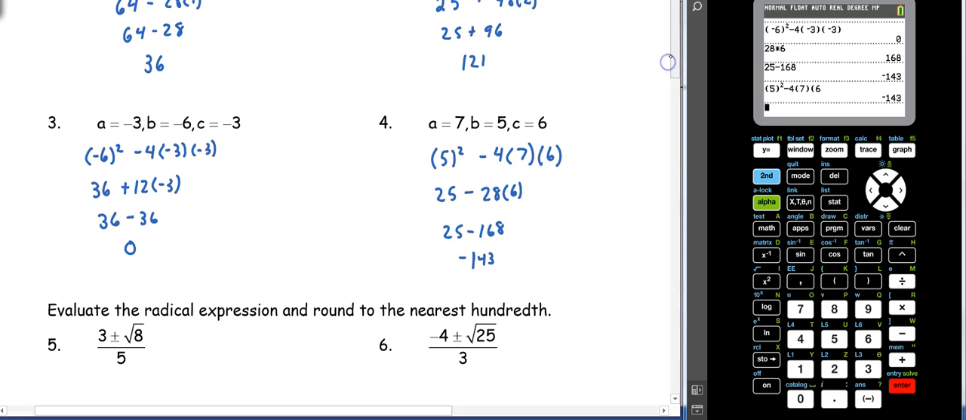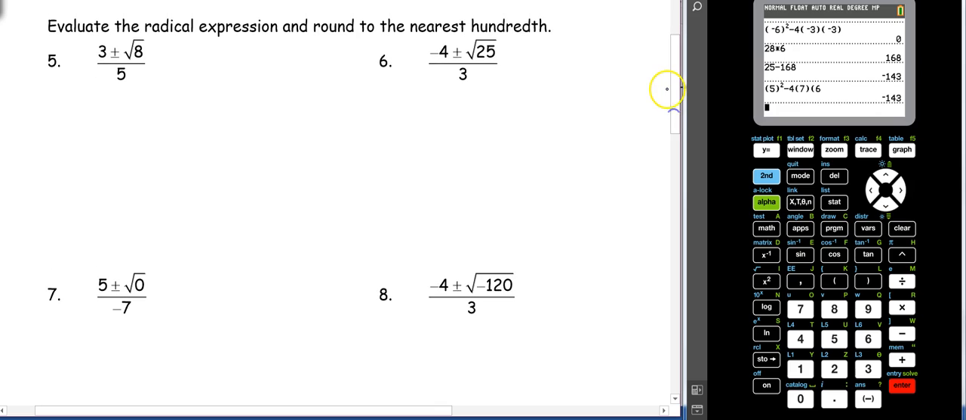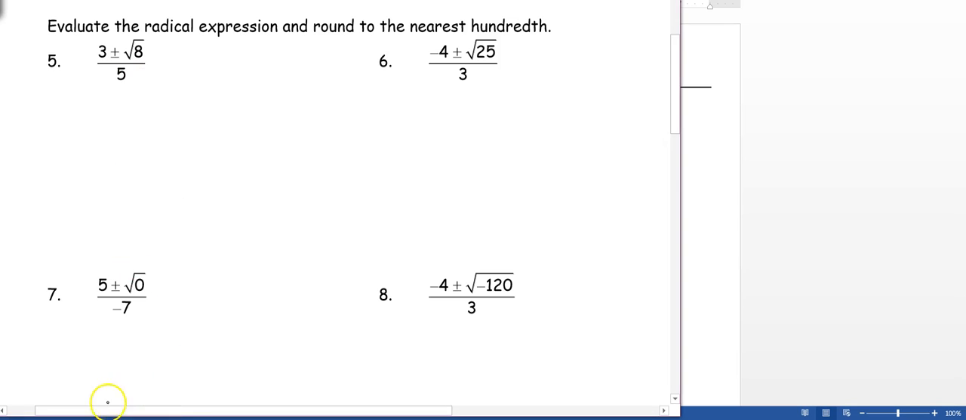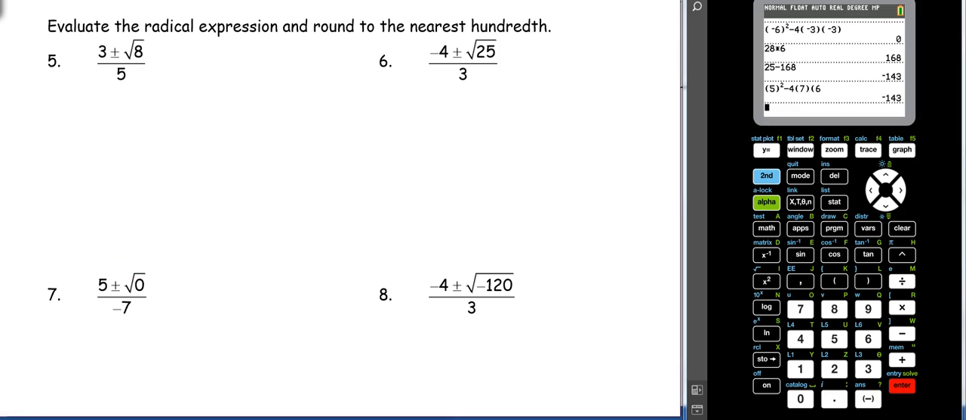The other part of this video that we're going to talk about is evaluating the radical expression, and we're going to round to the nearest hundredth. So when we evaluate the radical expression, we're going to split this into two parts because there's a plus and a minus sign. So there's actually two answers from this. We get 3 plus the square root of 8 divided by 5, and 3 minus the square root of 8 divided by 5.